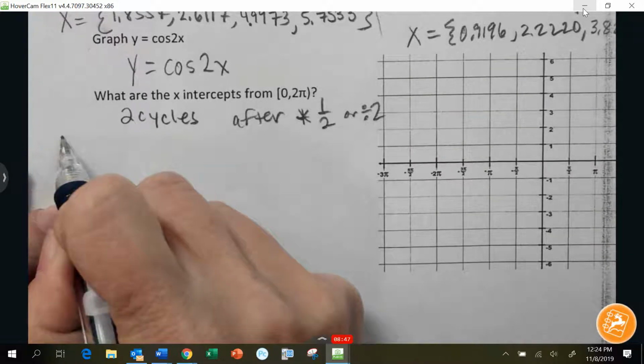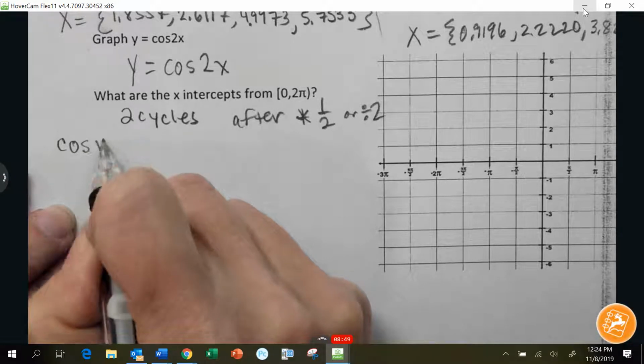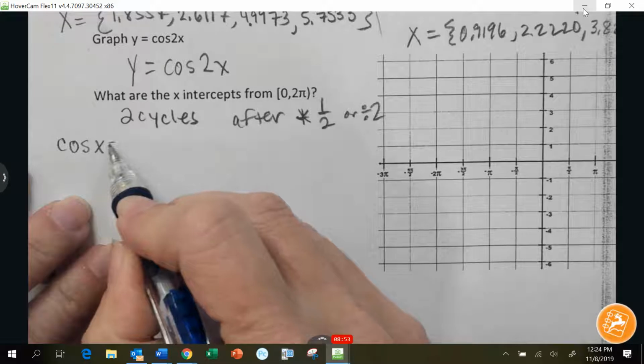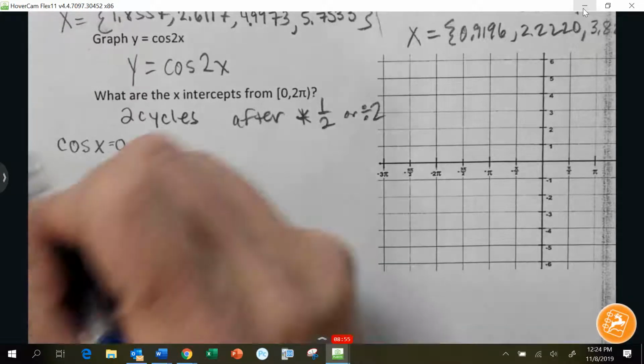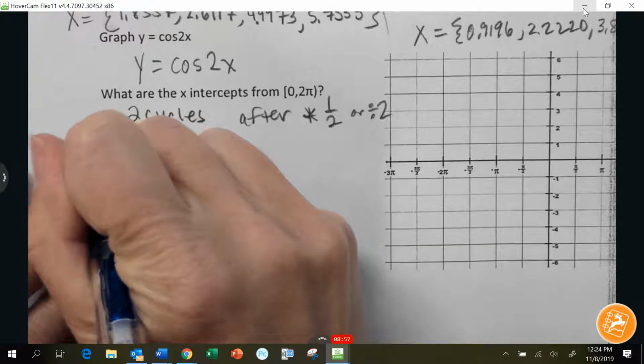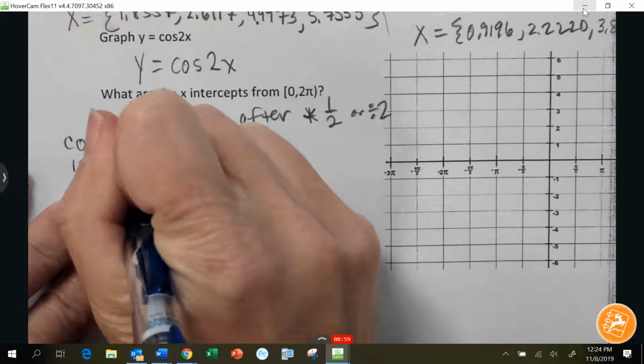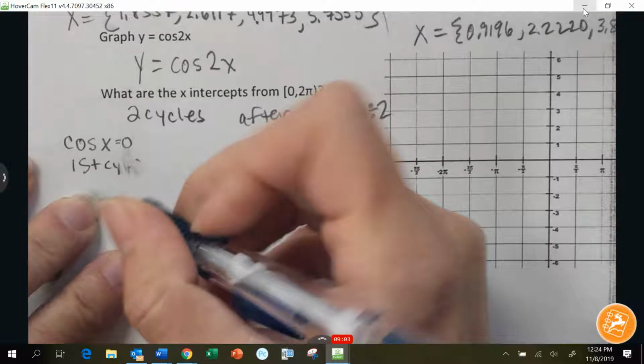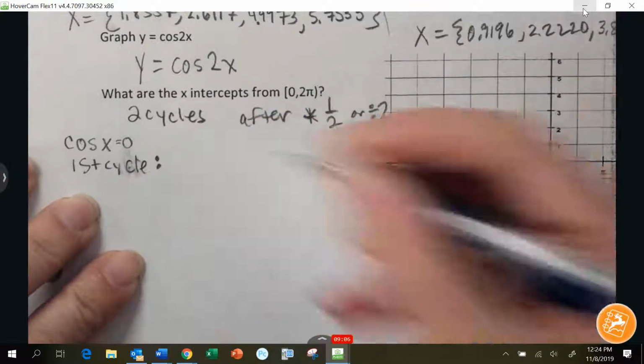So now we're going to find the answers for the first cycle, but we're going to find for cosine x. We're not going to find for cosine 2x. We're going to find for cosine x when it equals 0. So our first cycle, why can't I spell that right? Our first cycle, we just saw it a million times.